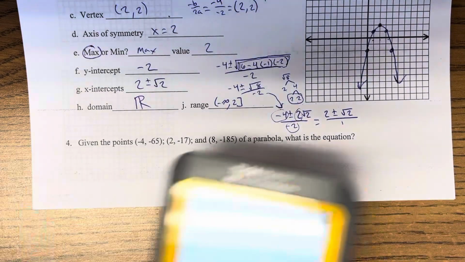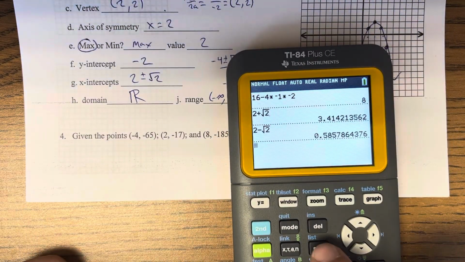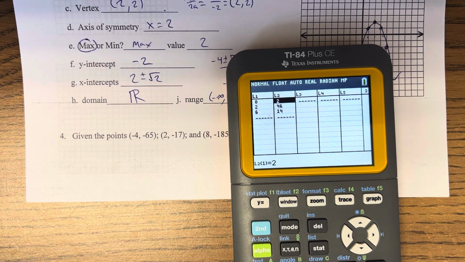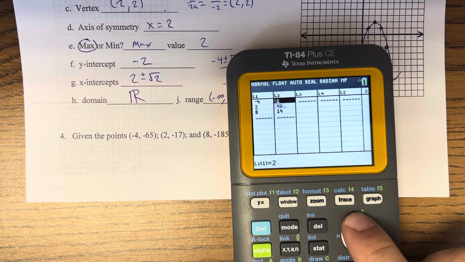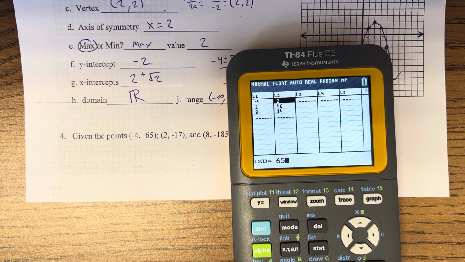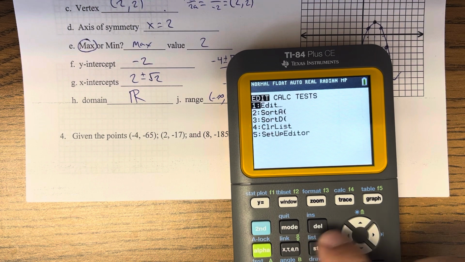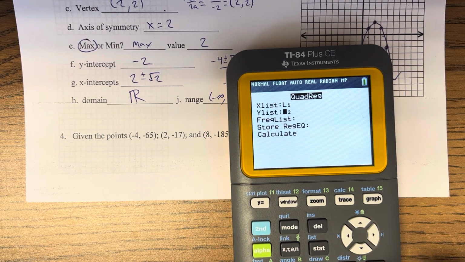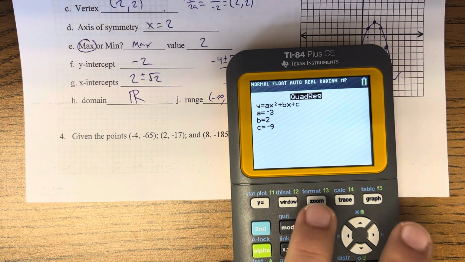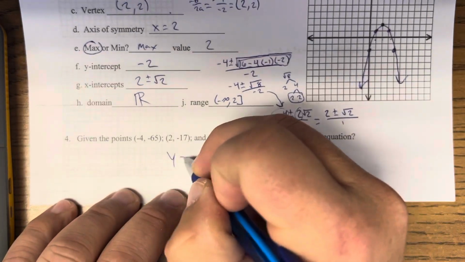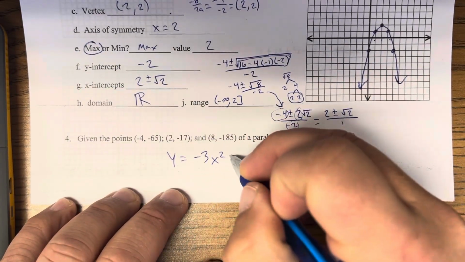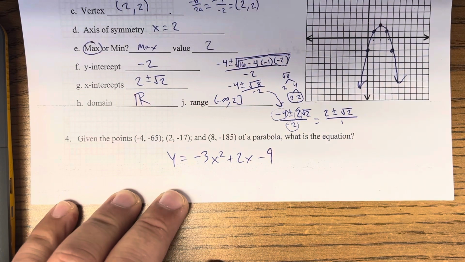Given these points, what is the equation? So we're going to go back into the stat, and we're going to go into edit. We'll put in all the x's, so negative 4, 2, and 8. And then we have negative 65, negative 17, and negative 185. We'll go back to stat, and we'll calculate the quadratic regression. And there's my a, b, and c. So y equals negative 3x squared plus 2x minus 9.